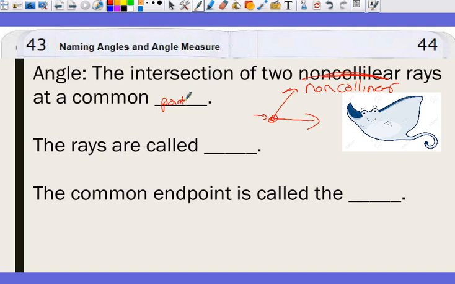The rays are called what? It's easier than you think it is. No. Okay, so if we have a triangle, what's this called? A side. So these two rays here, and here, they make the two sides of the angle. Does that make sense? So the answer is sides. The common endpoint is called the what? It starts with a V. Good job, vertex.